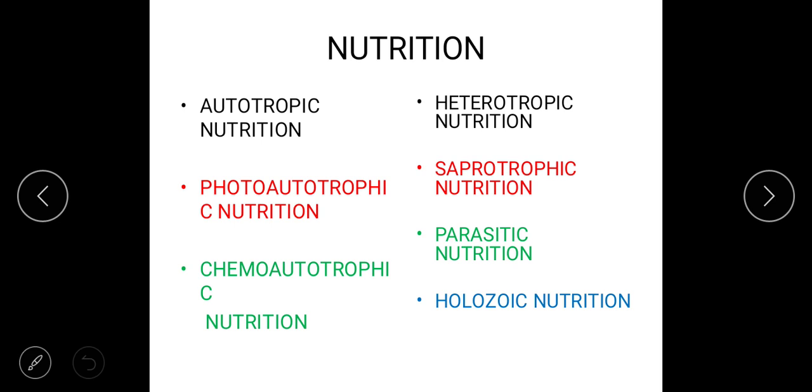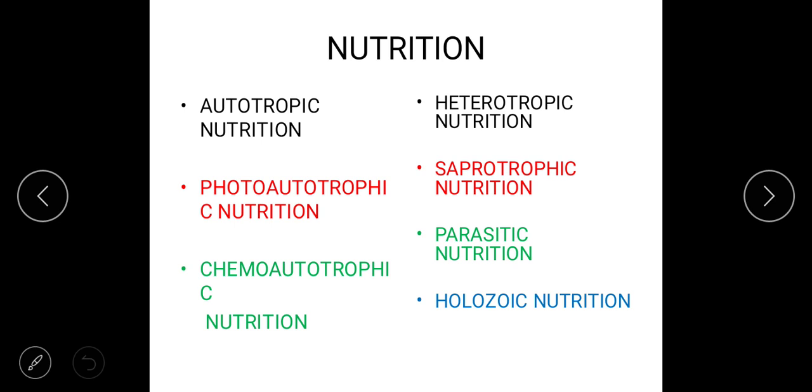Autotrophic nutrition is again divided into two types: photoautotrophic nutrition as well as chemoautotrophic nutrition. This is a new term which has come to you. Photoautotrophic nutrition means, here the term is light. Photo means light. It is the food synthesis which takes place in the body of an organism in the presence of light. So all the green plants show photoautotrophic nutrition.